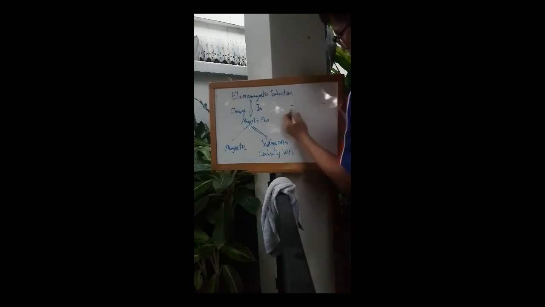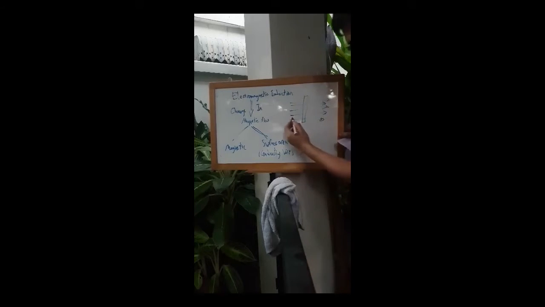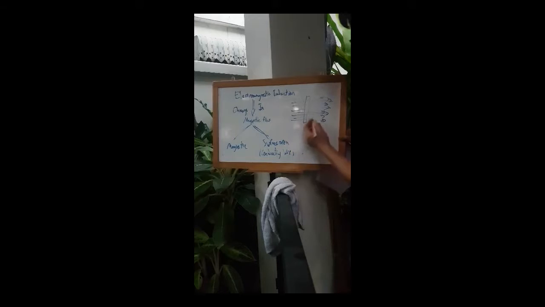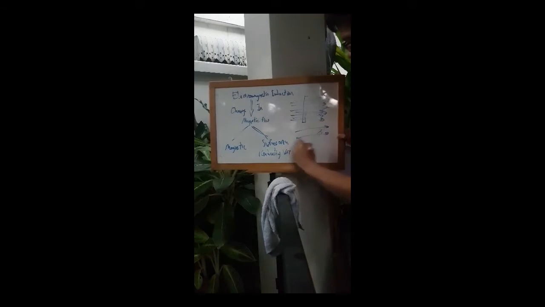Here is a picture of a magnetic field and a conducting wire. If I increase the strength of the magnetic field, there is current produced. And if I change the angle of the conducting wire, there is also a current produced.